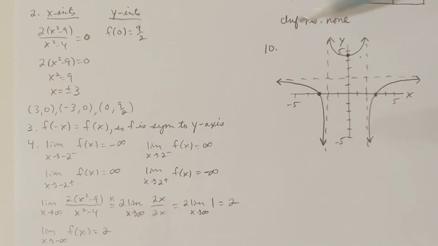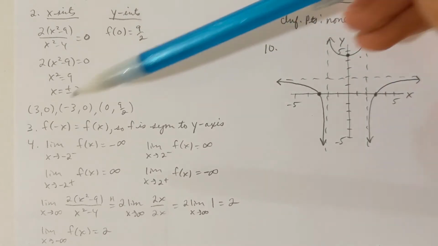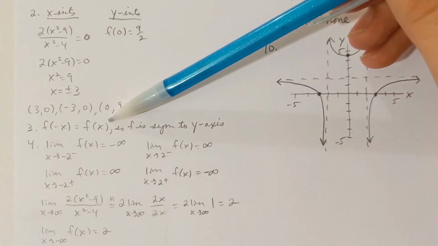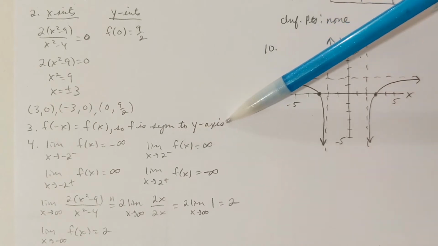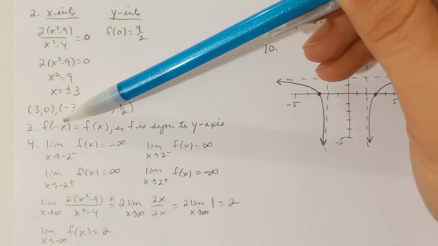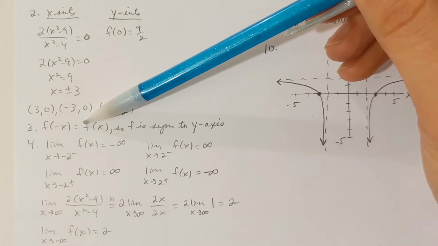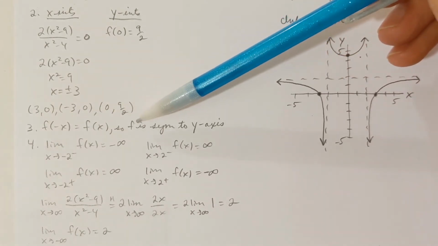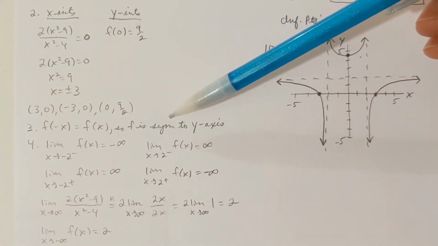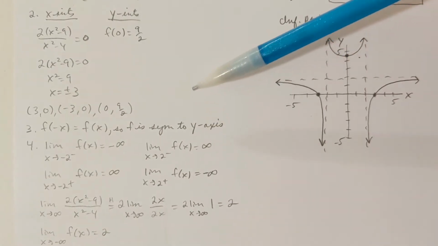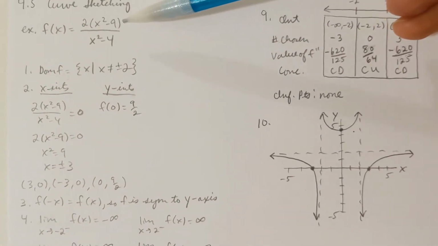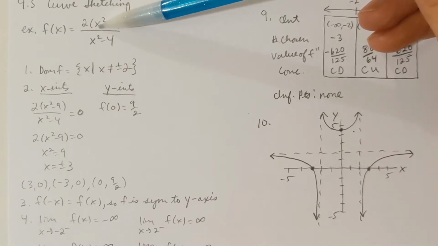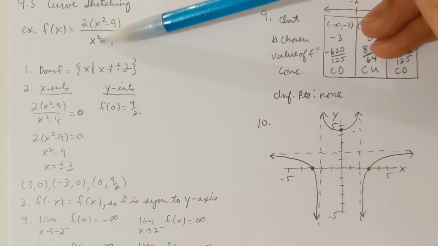Step 3, I want to check if there's any symmetry for the graph. In algebra, you learn about even and odd functions. If f of negative x and f of x are the same for all x, then f is an even function, and an even function is always symmetric to the y-axis. If f of negative x and negative f of x are the same for all x, then f is an odd function, and an odd function is always symmetric to the origin. So here's our function, f of x. If I replace x with a negative x, negative x squared is the same as x squared.